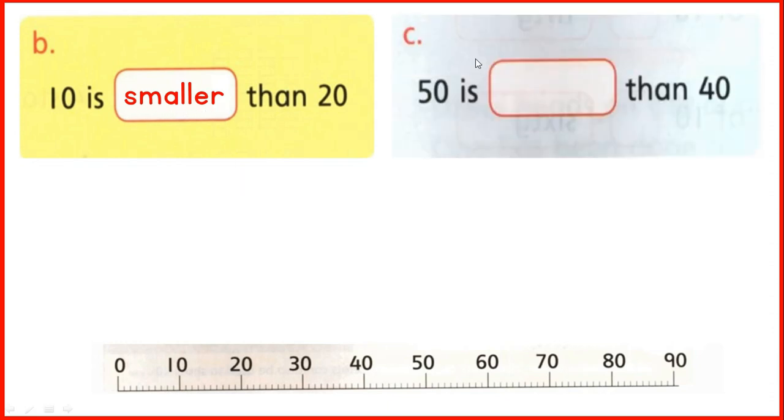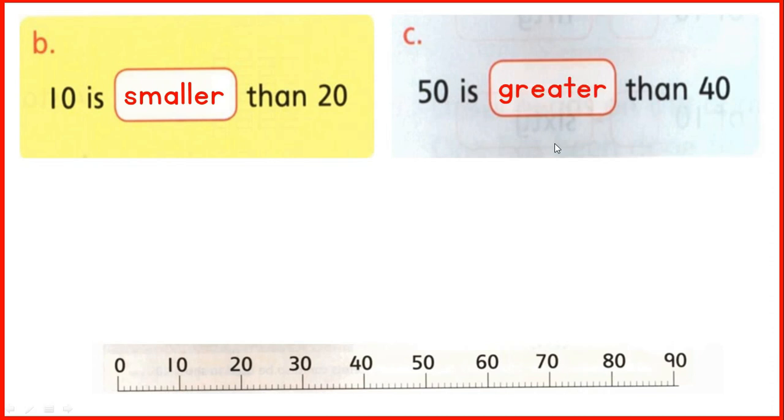Now C part, 50 is dash then 40. Now where is 50? Yes, this is 50 and 40. It means 50 is greater than 40, क्योंकि 50 बाद में है, ये ग्रेटर है, और 40 इससे पहले है, तो ये स्मॉलर नंबर है. जो बाद में नंबर आएंगे वो हमारे पास लार्जर होंगे, और जो उससे पहले होंगे वो स्मॉलर नंबर होंगे. तो ये 50 is greater than 40. You write greater here.